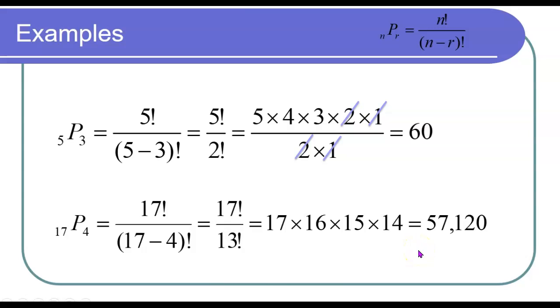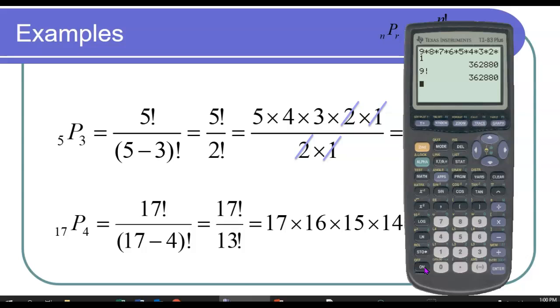If you multiply that out, you get 57,120. So that represents the number of ways of choosing 4 things out of 17. You have 17 to choose from, so there's 17 possibilities for what the first thing is, and then 16 possibilities for what the second choice is, times 15 possibilities for the third, times 14 possibilities for the fourth.